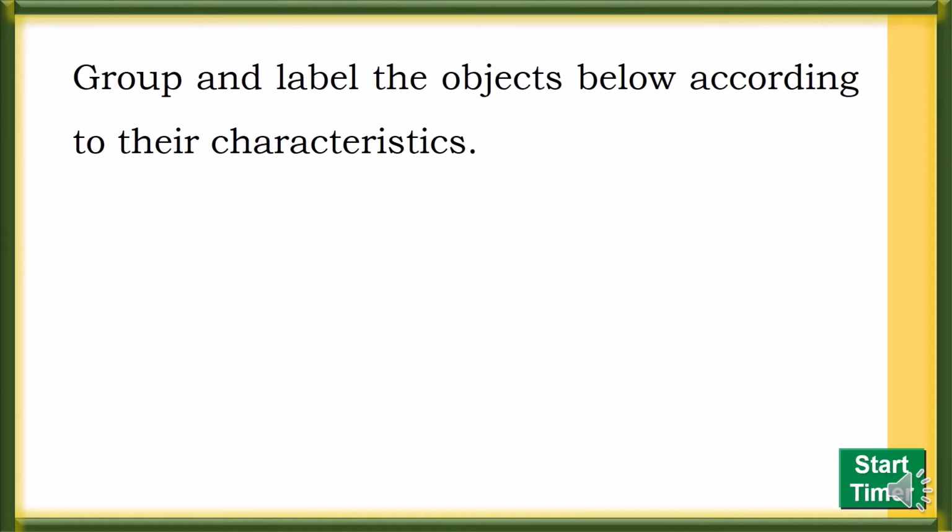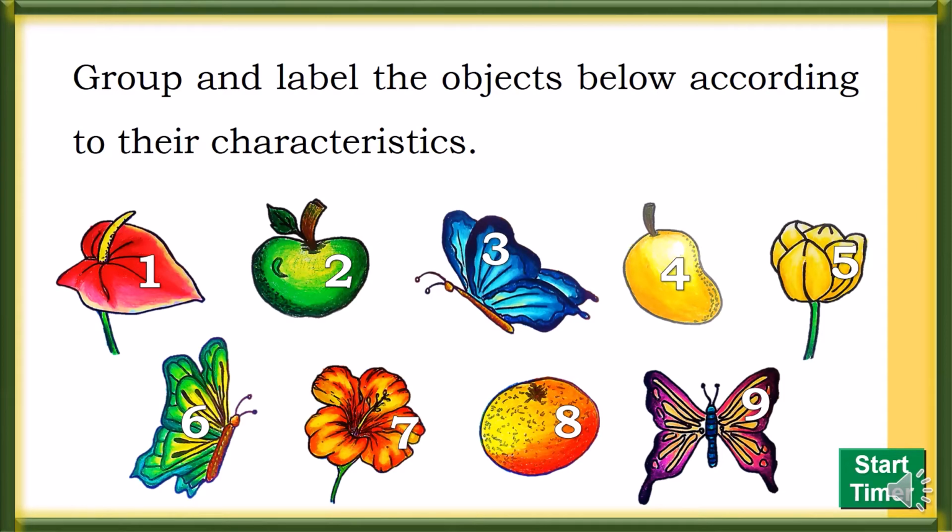Now, for your first activity, group and label the objects below according to their characteristics. You can use the object numbers in your groupings, and you are given 1 minute to finish the activity. Your time starts now.